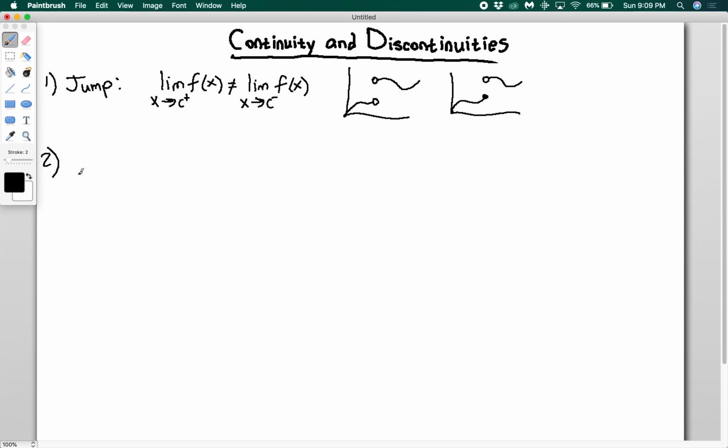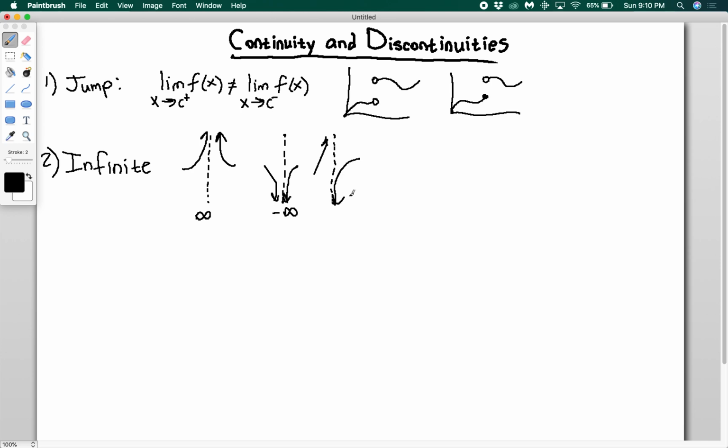Another discontinuity type that you could have is called an infinite discontinuity. Infinite discontinuities occur when you have vertical asymptotes. For the most part, they both go up, from the right and from the left, the function goes up to positive infinity. And in this case, the limit would be infinity. You could have the case where they both go down, and then you'd have negative infinity. Or you could have a case where one side goes up and one side goes down.